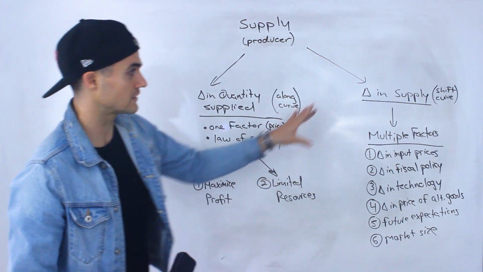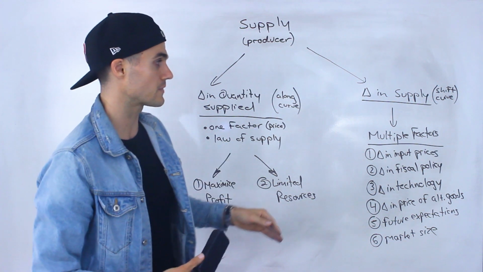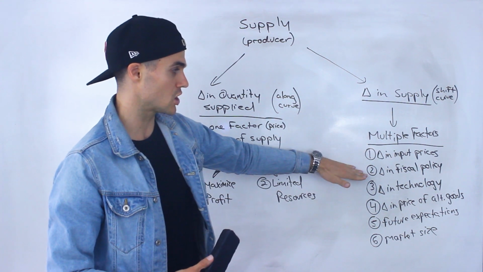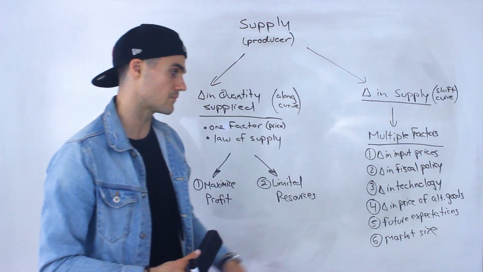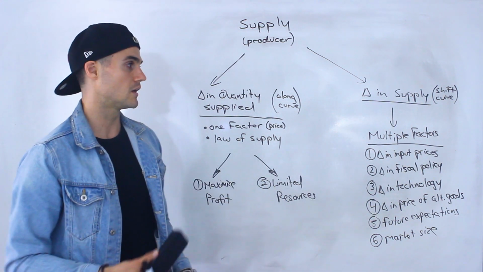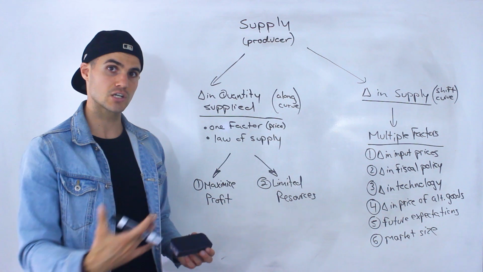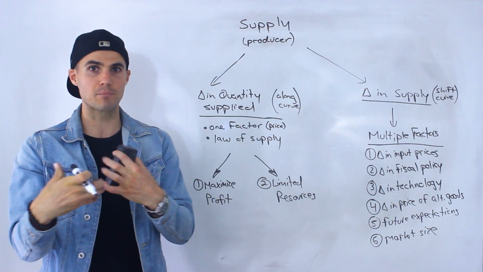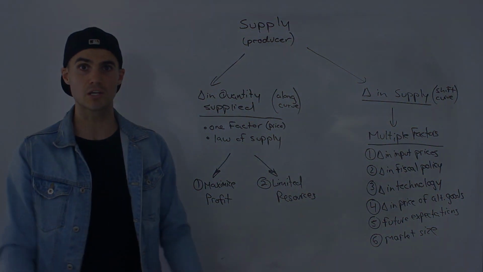And then the other way supply can be affected is with a change in supply. So that entire supply curve shifts either left or right, and that was affected by multiple factors: change in input prices, change in fiscal policy, change in technology, change in price of alternative goods, future expectations, and then change in market size. And then we dug in a little deeper into all 6 of these factors and how they shift that curve left or right. And now what we're going to do in the next section is take the demand curve, take the supply curve, and combine them, and then see what happens when we combine both of those curves and what the effects in the market are with the combination of both of them.